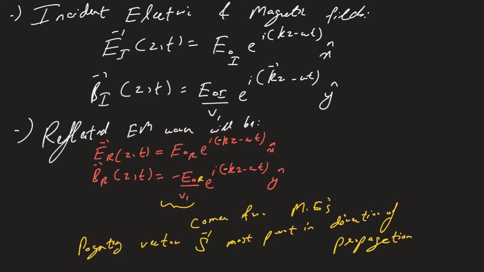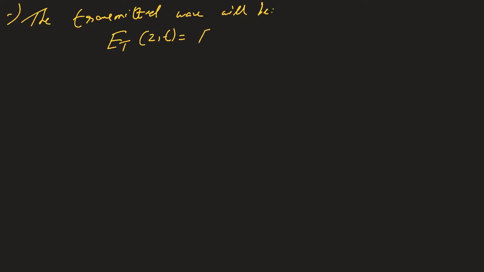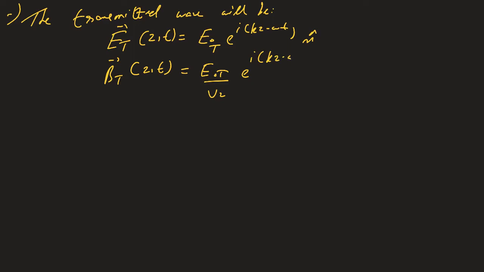And finally, let's write down the transmitted wave. The transmitted wave will be Et of z,t is equal to E naught transmitted e to the i of kz minus omega t x hat, and the magnetic field that is transmitted will be E naught t over v2 e to the i of kz minus omega t y hat. Notice no minus sign here because the direction of propagation is the same.